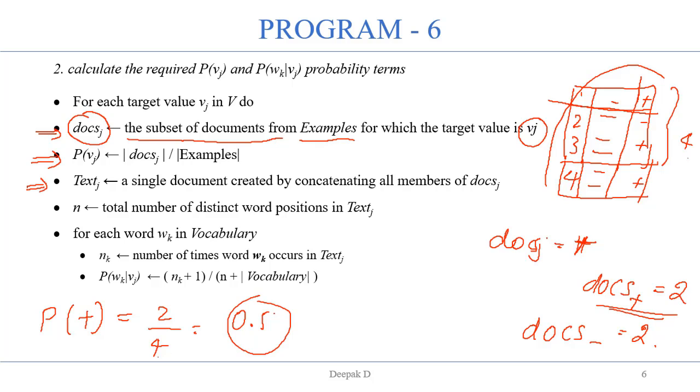And the next one is Text J. Text J is nothing but a single document created by concatenating all members of documents which have the same target value. Here n is the total number of distinct words available in Text J. Here we are not concentrating on the position, we are just concentrating on how many distinct words are there in your text. And next we have to perform two things. One is we need to identify the value of n k and also the value of the probability of a word given the target value. So let's solve an example by taking these steps and you will understand clearly in detail.